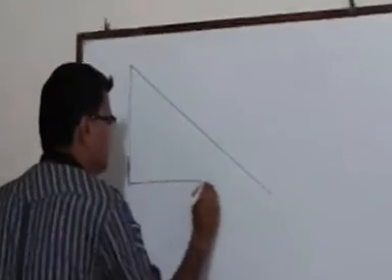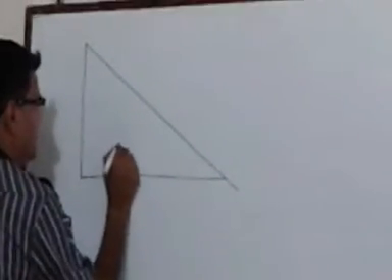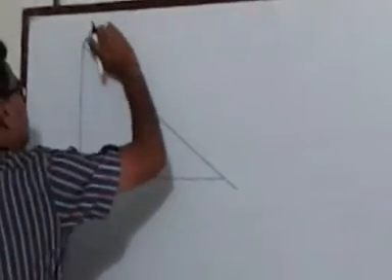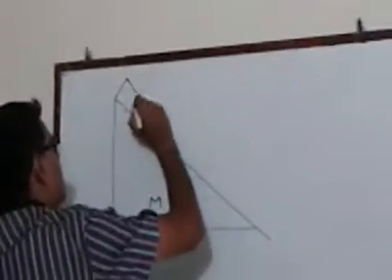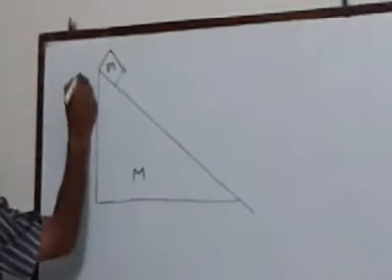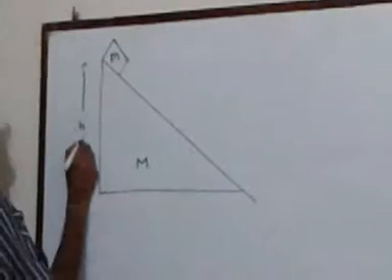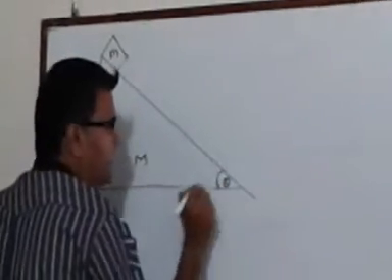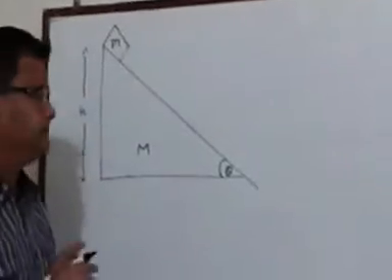This is a wedge whose mass, let us say, is capital M, and on the top of the wedge we have got a small block whose mass is small m. The height of the wedge is h and it makes an angle theta with horizontal.